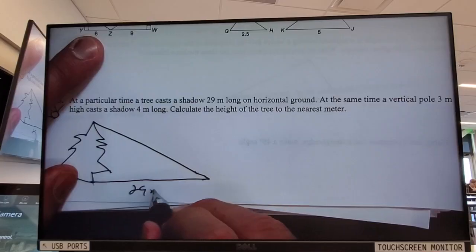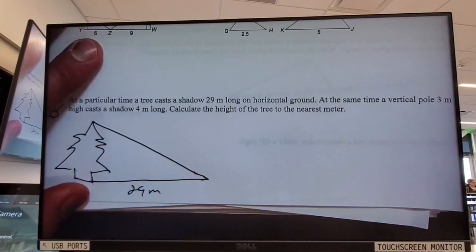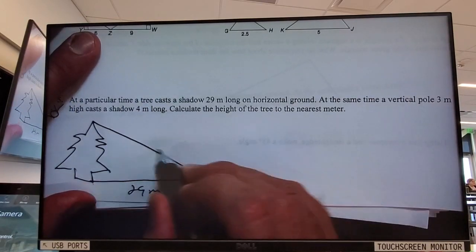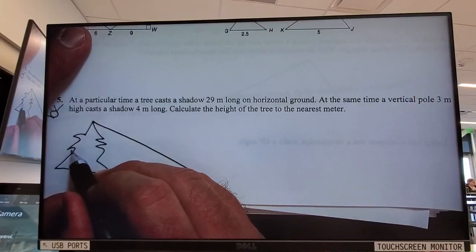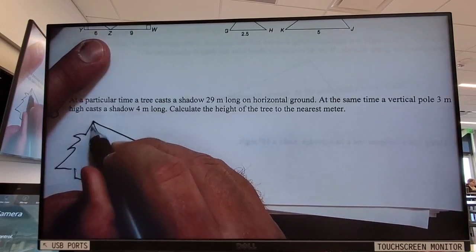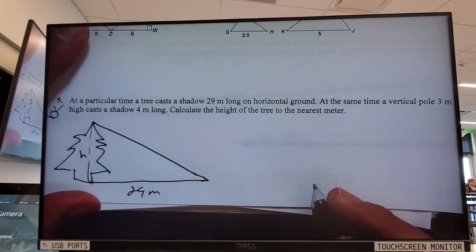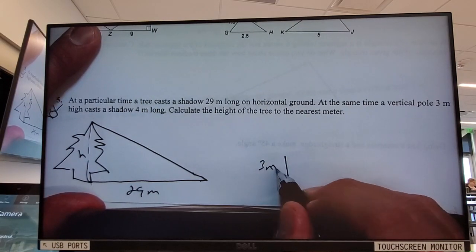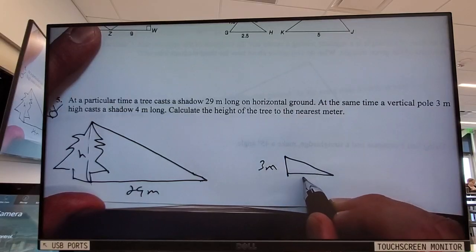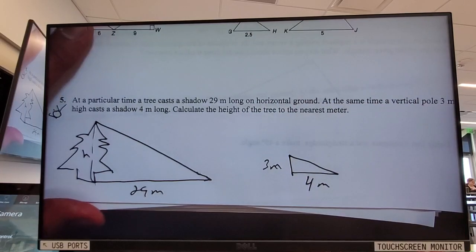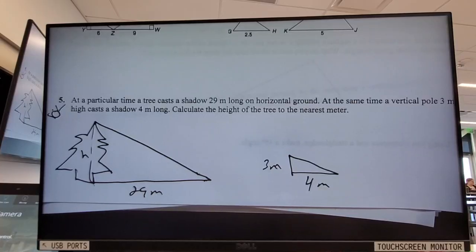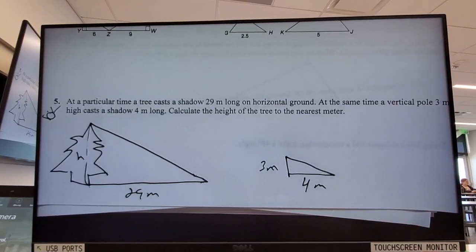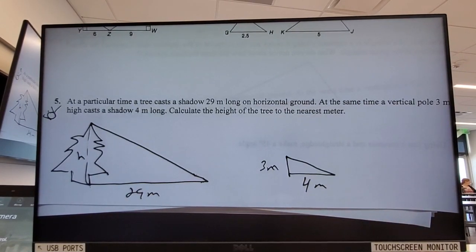The shadow is 29 meters long. Vertical pole. So this is, okay, I don't know what height this is. Eventually I want to know what height that is. But a little pole 3 meters tall casts a shadow that is 4 meters long. Now, does it make sense that the shadow things are cast at a certain time?